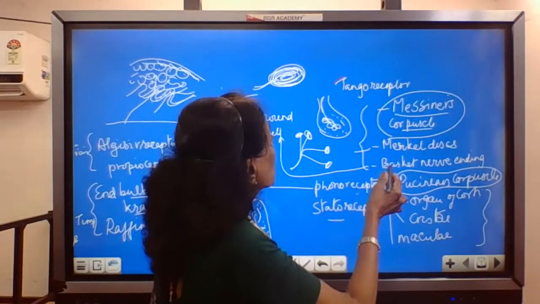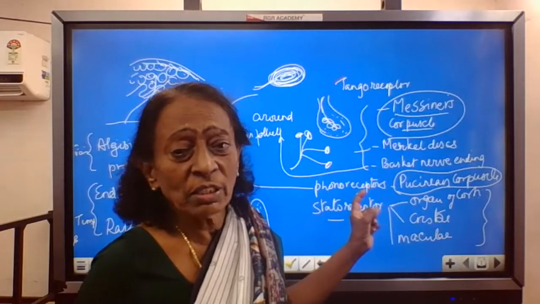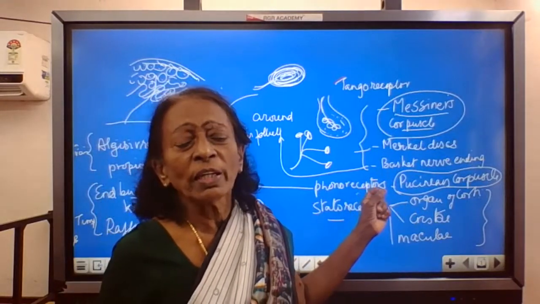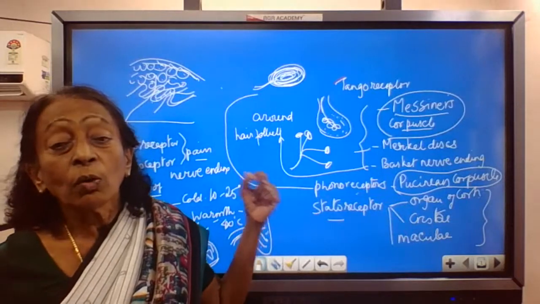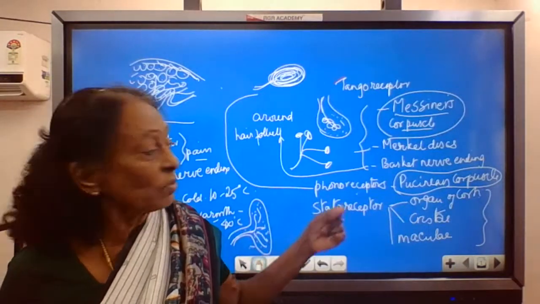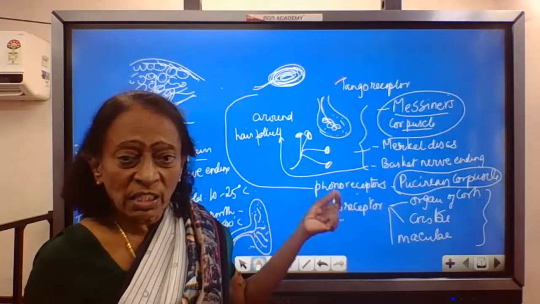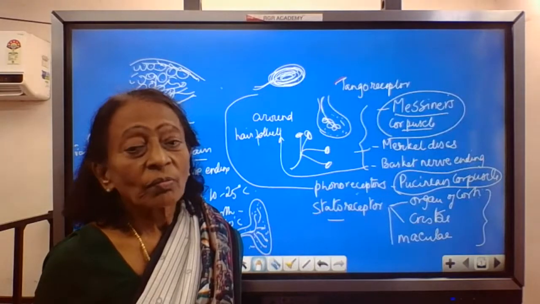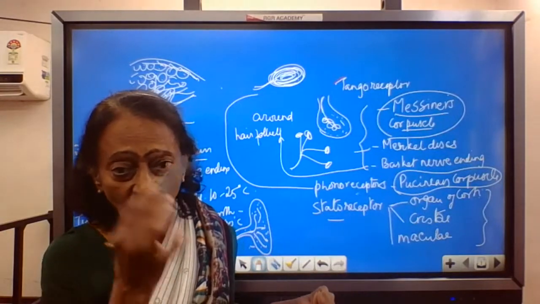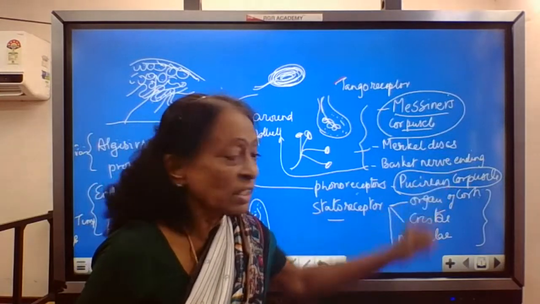The basket nerve ending is always found in the root of the hair. If I have this on the paper, I'll say: somebody is pulling your hair, a single hair gets caught, and you feel an acute pain. How is this sensation received? The pull of the hair is felt by the receptor on the hair follicle, surrounding it. This is the basket nerve ending.